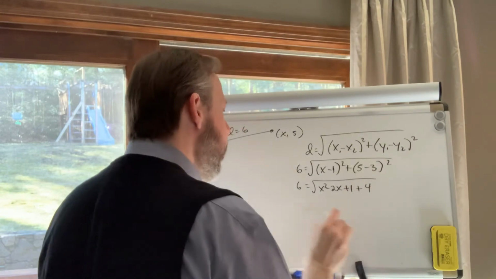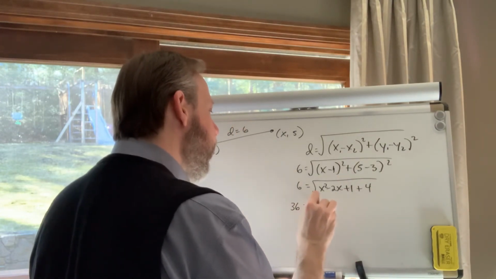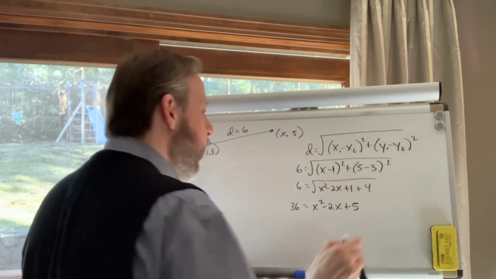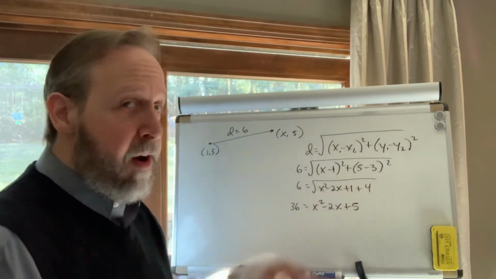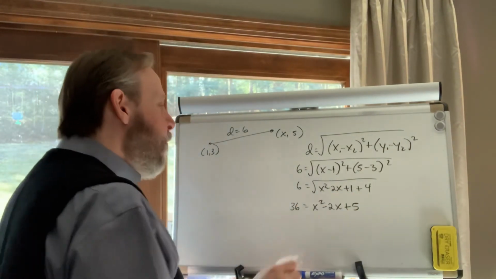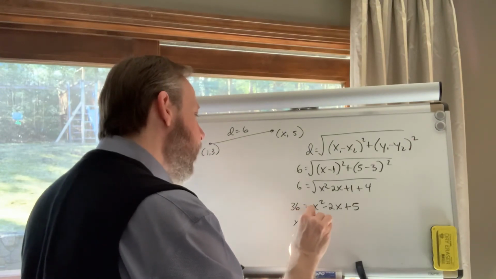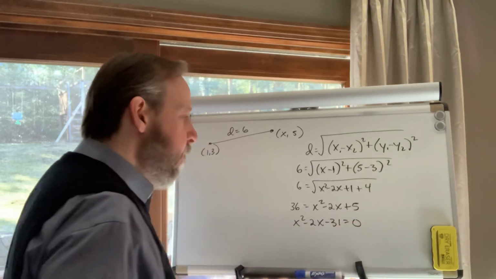I'm going to square both sides to get rid of the radical. So I have 36 equals x squared minus 2x plus 5. I obviously combine the 4 and the 1. I'm going to subtract 36 because this is quadratic. So x squared minus 2x minus 31 equals 0.